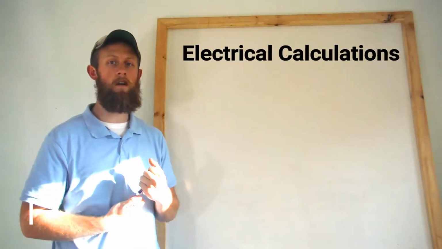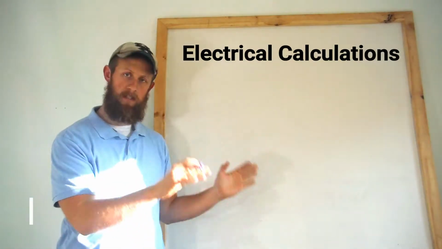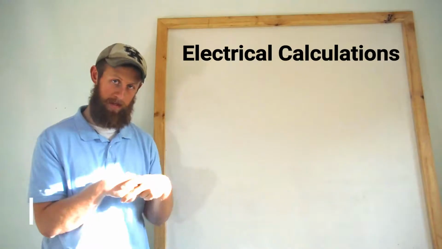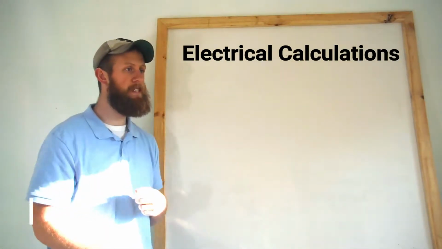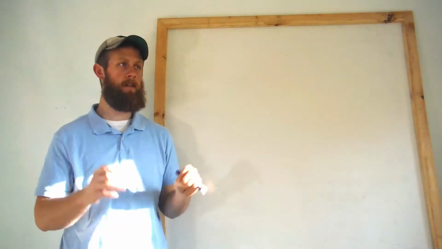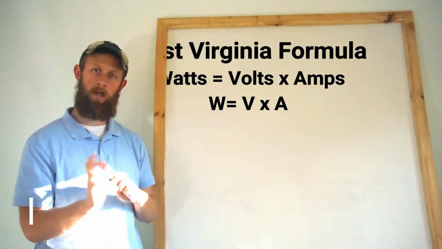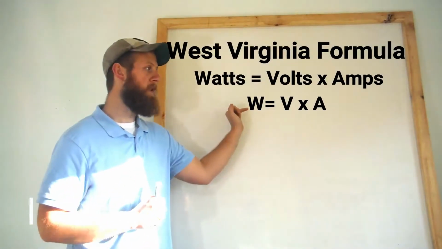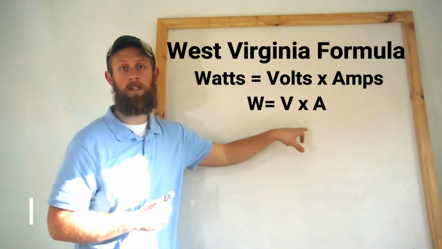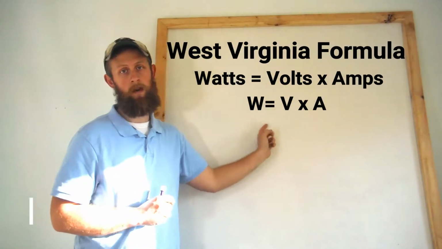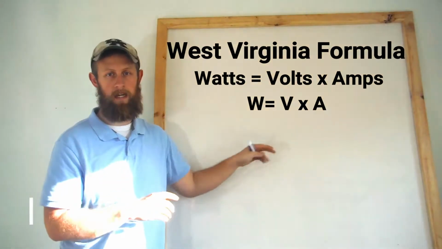In this video, we're going to talk about how to calculate watts, amps, and volts. In the last video, we talked about what those three things meant. In this one, we're going to figure out how to calculate them. If you remember the last video, I talked about watts equal volts times amps, also known as the West Virginia formula, because watts equals volts times amps looks like West Virginia. So that's how we'll find that. We'll talk about that in a second.